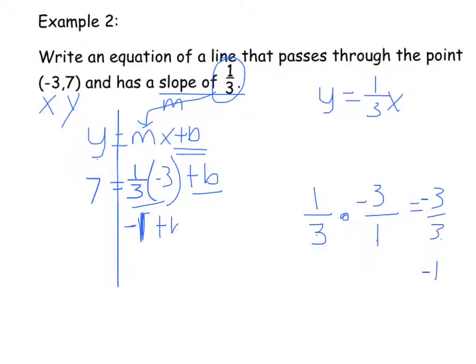I'm going to bring down my plus b equals 7. It's plus a negative 1, so we have to subtract a negative 1 or add the opposite. So plus 1, so b is 8. Now you're not done because you have to finish the equation, so we're going to take that 8 and put it back up here in the equation that we started before, plus 8.